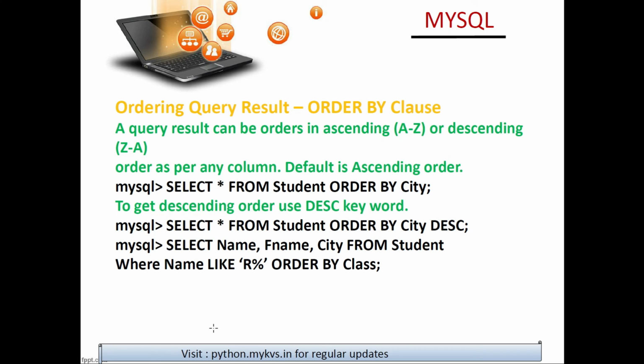Here, select name, fname, city from student where name like R percent, order by class. Name like R percent means the names that are starting with R. Suppose Ranjan, Rujit and Roma are there, then what will happen? R is the same, so if you are doing it in ascending order, Ranjan will come first, then Roma, then Rujit will come. Order by class means it will be done in ascending order, and if you use DESC, then the same records will be arranged in descending order.